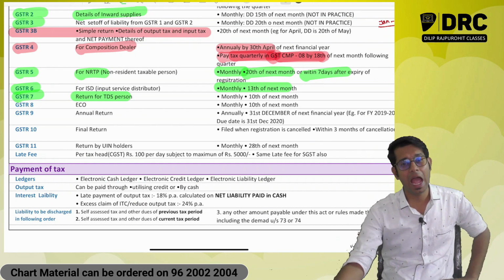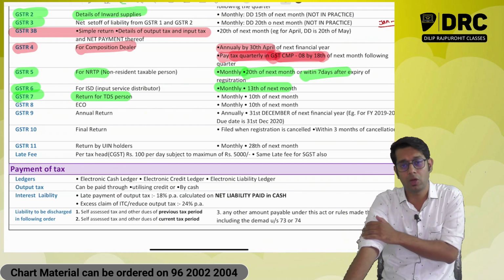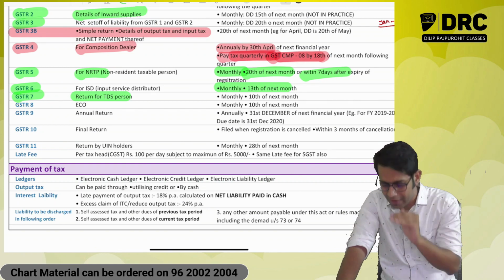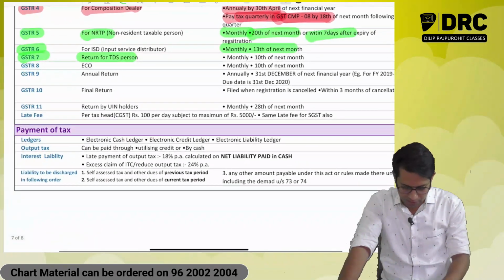GSTR 9 is an annual return for a regular dealer. This annual return is required to be filed. The due date of annual return is 31st December of next financial year.